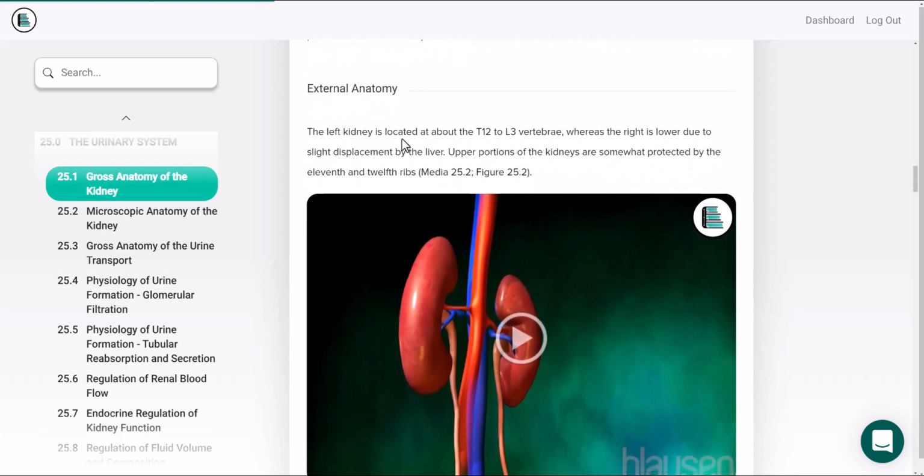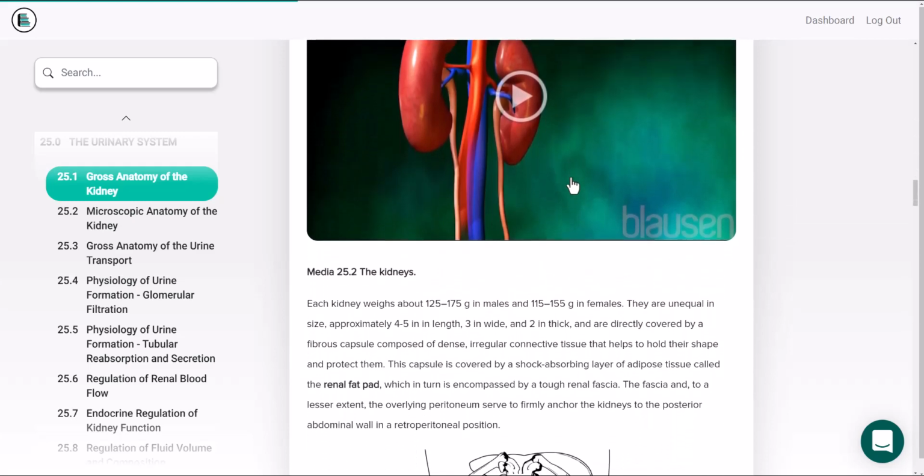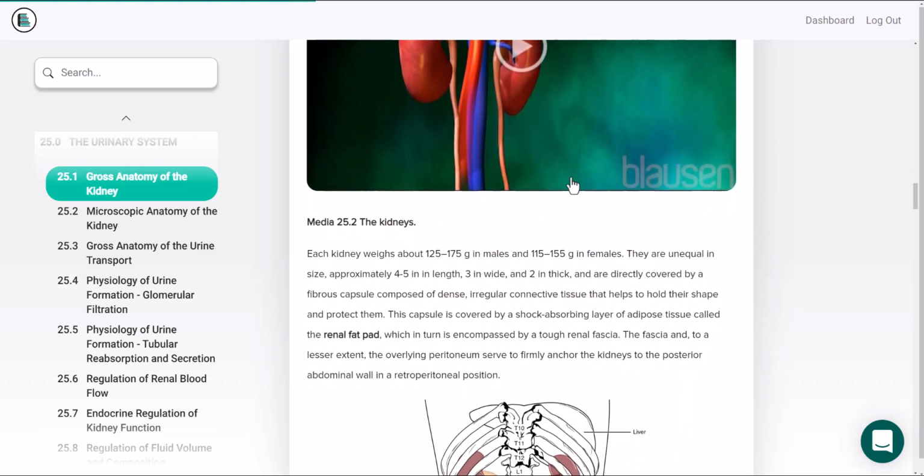So the left kidney and the right kidney are not directly across the street from each other. The left kidney is a little bit higher. The right kidney is a little bit lower, and that's because the liver is a very large abdominal pelvic organ, and the liver displaces the right kidney a little bit lower than the left. We'll also see that the floating ribs, ribs 11 and 12, do protect the kidneys somewhat, but not completely.